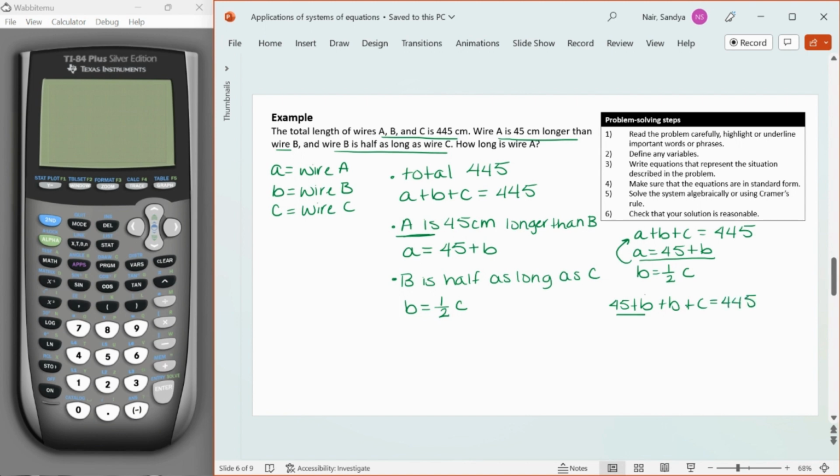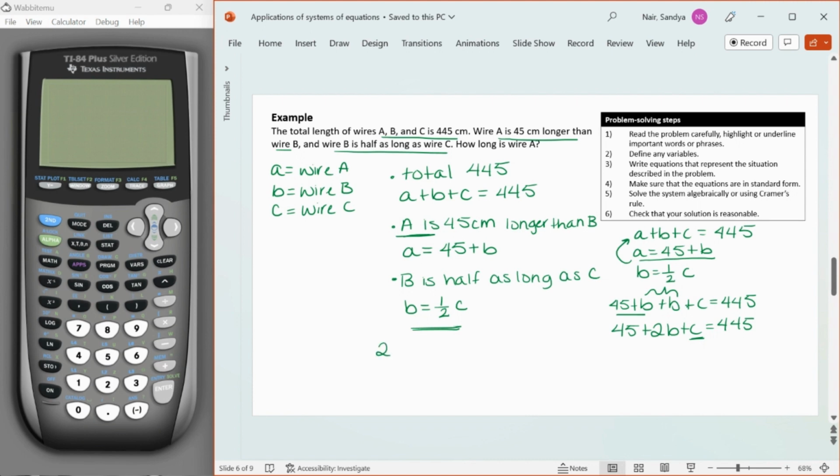Well, then what I can do is combine these two terms of B that are in the middle because they are like terms. So I get 45 plus 2b plus c equals 445. So I could solve this equation now, but I still have this c right here. Okay, so if there's any way I could write this c in terms of b, that would help me substitute and figure this equation out. Well, notice here I have b equals 1/2 c.